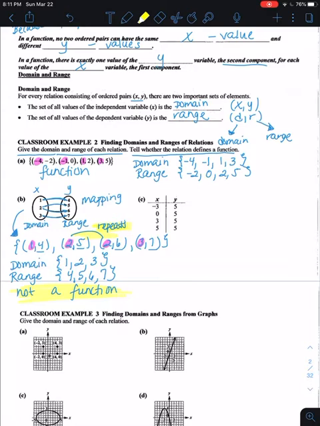All righty. Looking at letter C. Letter C, they have the table and they have an x column and a y column. We can write these as ordered pairs. This would be -3, 5. This is 0, 5. This is 3, 5. And then we have 5, 5. So those are all the points, the ordered pairs.